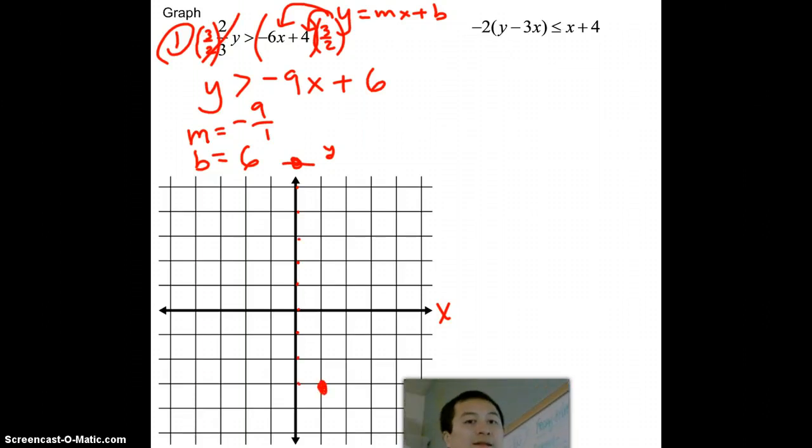Now when I graph my line, is it going to be a solid line or dotted line? Look at the inequality. It is not equal, therefore it's not solid, therefore it is dotted. So graph your dotted line. Make it straight just like mine. I know it's hard. Use a ruler if you need to.